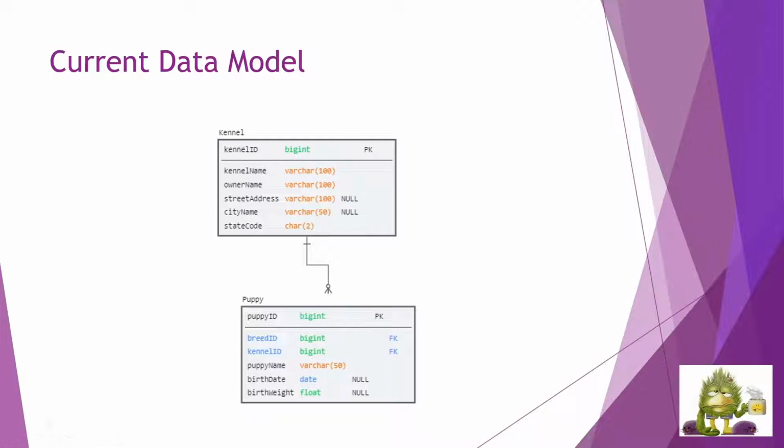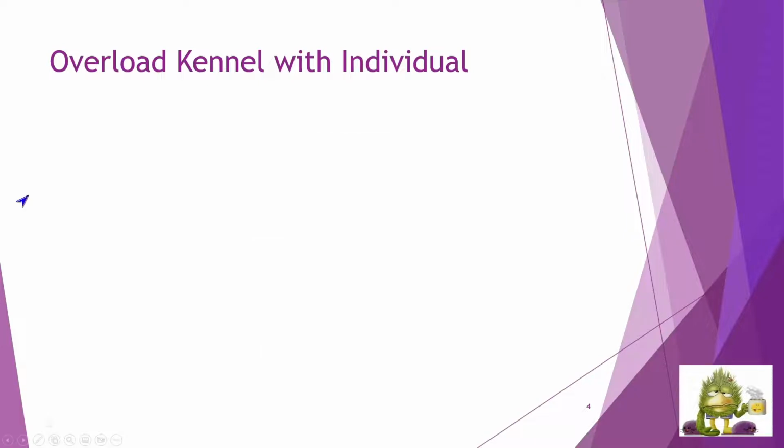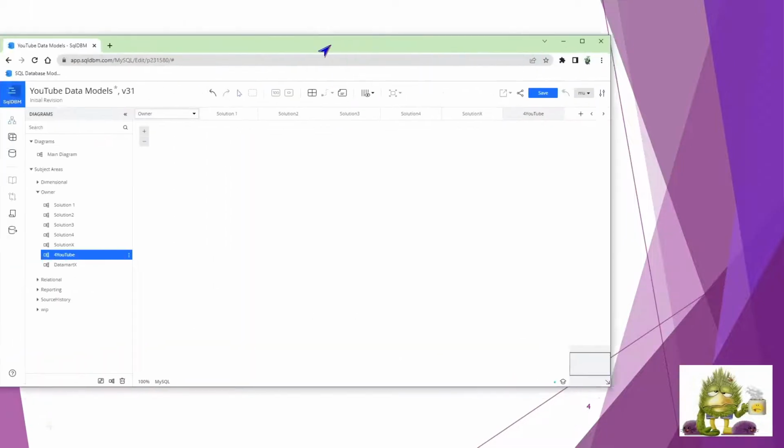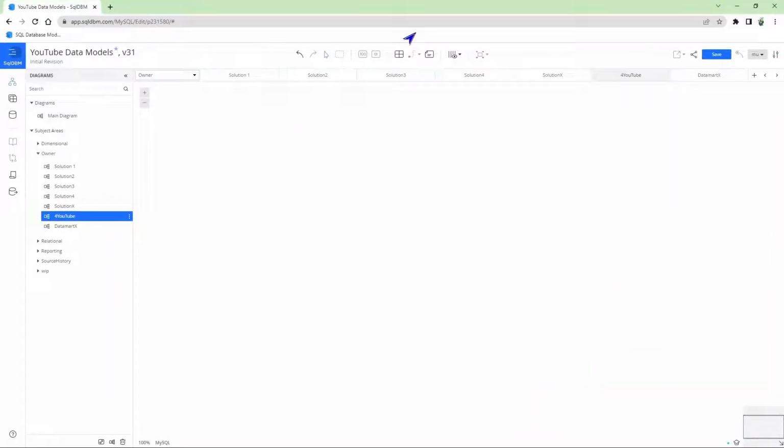So modifying this, let's first look at what developers usually like to do with their application, and that is to overload the kennel entity with an individual. And to do that, we will go ahead and pull in our modeling tool. I've already modeled the individual tables. I'm just going to bring them in and let you see what we want to do.